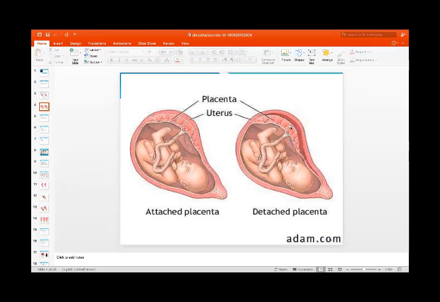So when this placenta separates from the uterine wall, what happens? The blood trickles down through the cervix into the vagina. So this is revealed hemorrhage. And if it keeps on collecting behind the placenta and does not come out, that is called concealed hemorrhage.